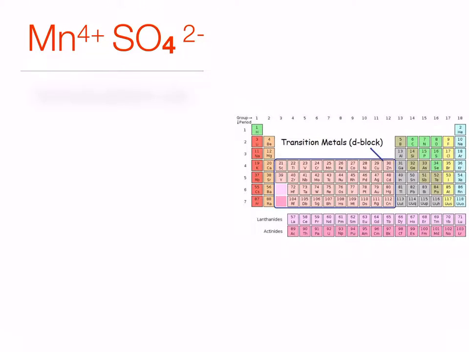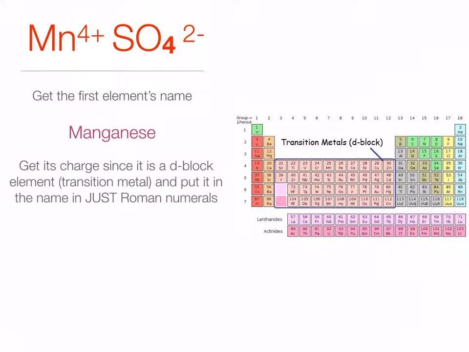To finish naming this compound, we have to get the first element's name, which is a cation, so we don't have to change its name and keep it as manganese. But manganese is a transition metal, and transition metals are known to have multiple charges, so we have to state its charge with Roman numerals, which will be manganese 4.